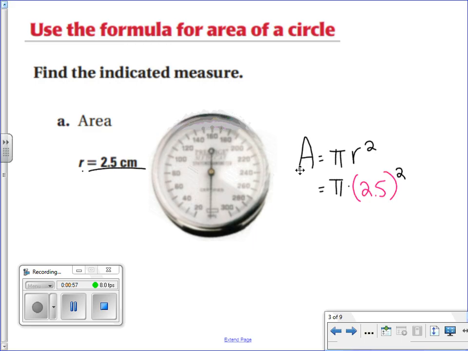If I wanted an exact answer, I would just square 2.5, which is 6.25 times pi. That would be an exact answer. An approximate answer would be plugging that into my calculator, and it's approximately 19.63.